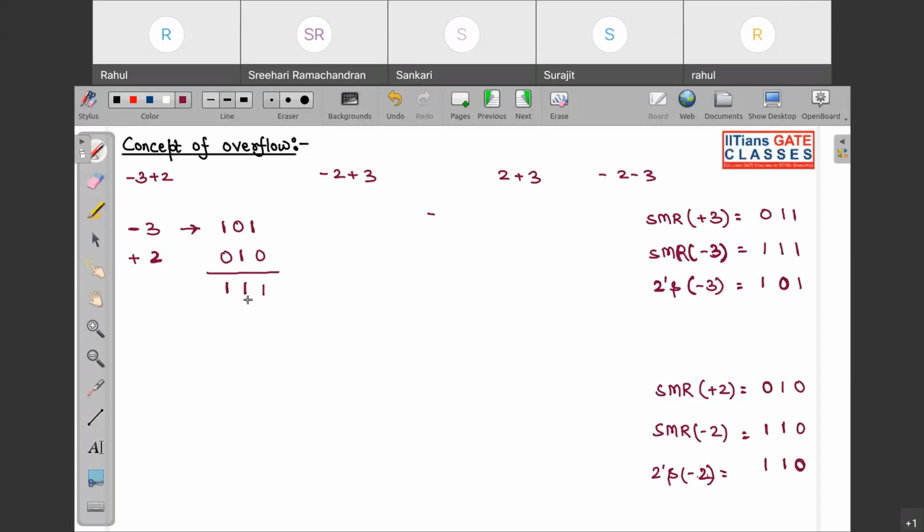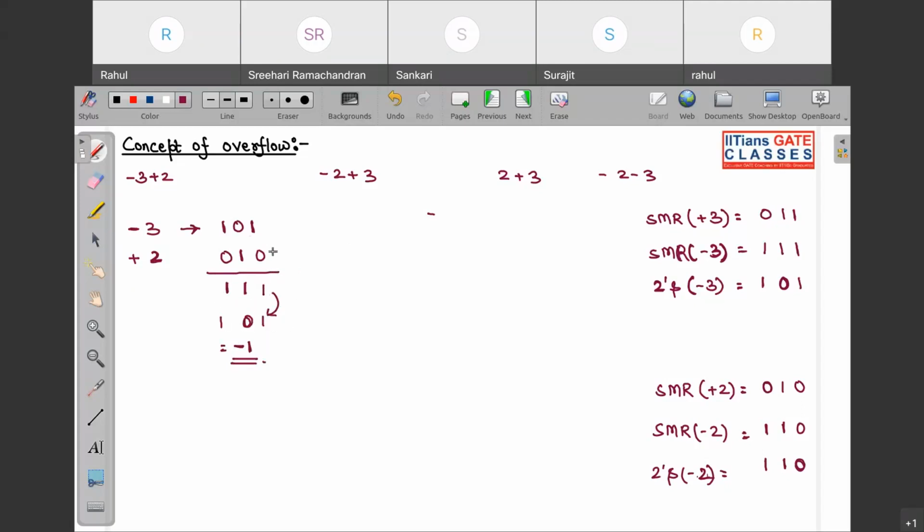Look here very carefully. No carry generated. So that implies what? This is a negative number. For getting your original number, I need to take 2's complement once again. So this will be 1, 1, 0. So this is minus 1. Simply I have calculated 2's complement once again of this number, so that is 101, keeping the sign bit intact.